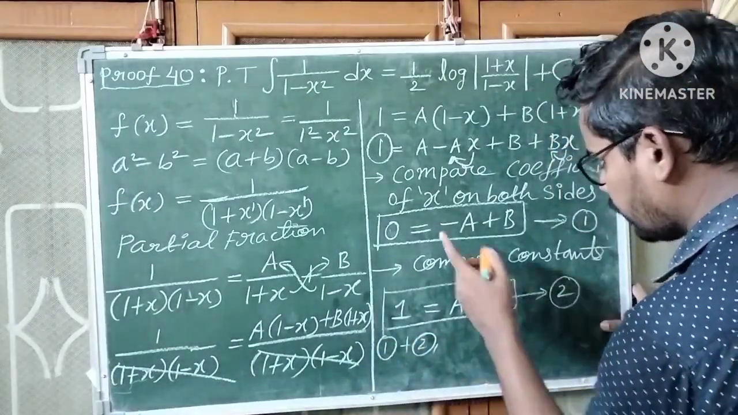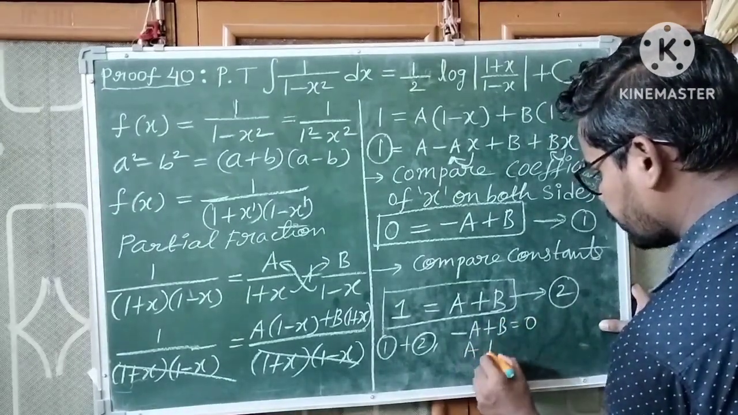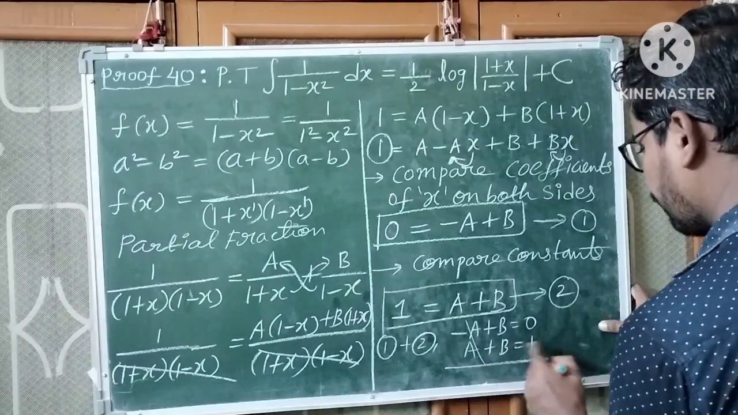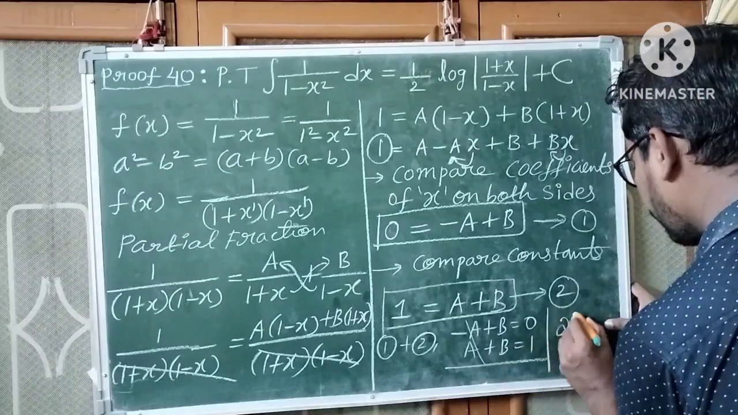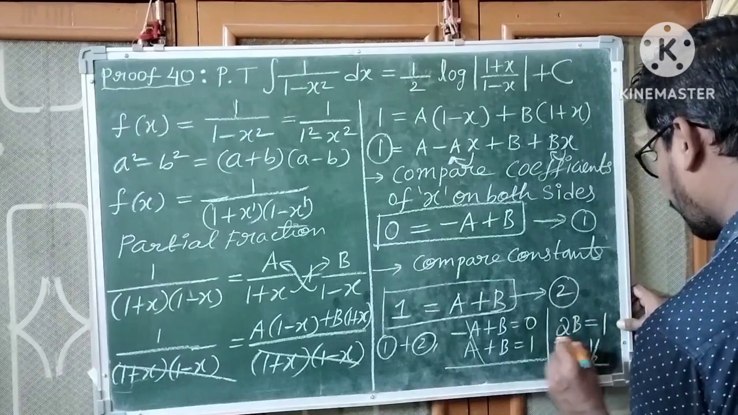By adding equation 1 and equation 2, minus a plus b is equal to 0, a plus b is equal to 1. So minus a plus a get cancelled, b plus b is 2b. So 2b is equal to 0 plus 1. Now transpose 2, you will get b is equal to 1 by 2.